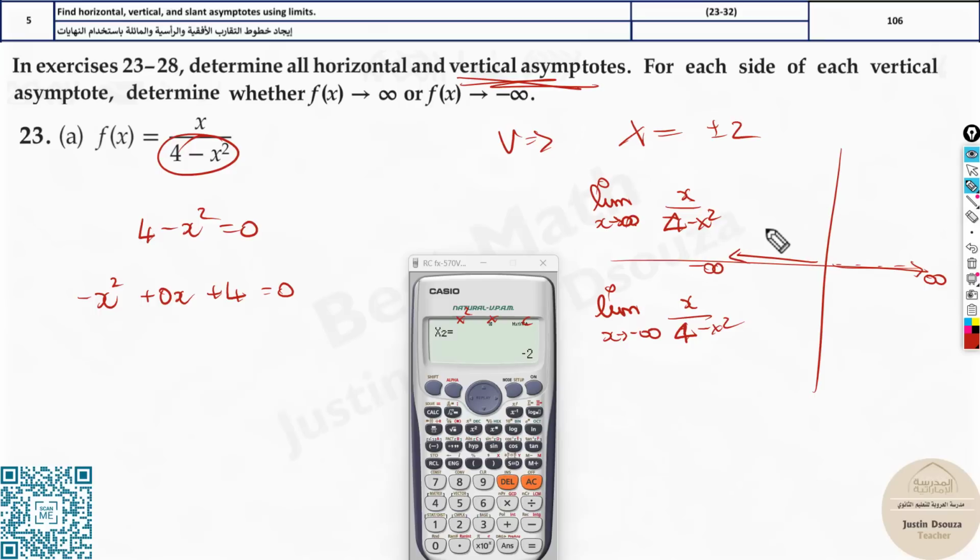So if there's a single line, then we can tell this is the horizontal asymptote. Basically, for asymptotes, if we take the limit as x goes to infinity, we'll understand what happens to the graph at the corners, right? So the same thing we are going to do now. Let's go to computation mode, and here we will type the given equation, that is x divided by 4 minus x squared. Then calculate it at infinity and minus infinity. So infinity is a big number.